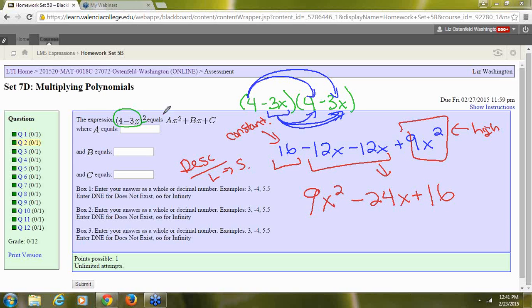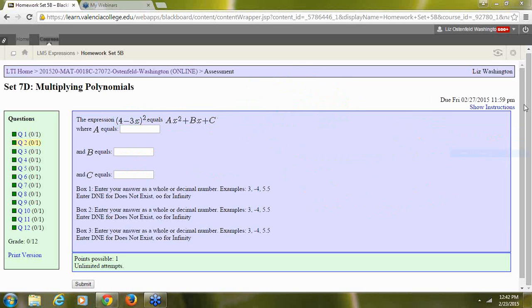Here it gives you a definition, and it tells you A is the coefficient of x squared, B is the coefficient of x, and C is the constant. So we're just going to fill in the blanks accordingly. A is going to be 9, B is going to be negative 24, and C is going to be 16. Okay, so again, what was different here was this got squared, which means you write it twice.